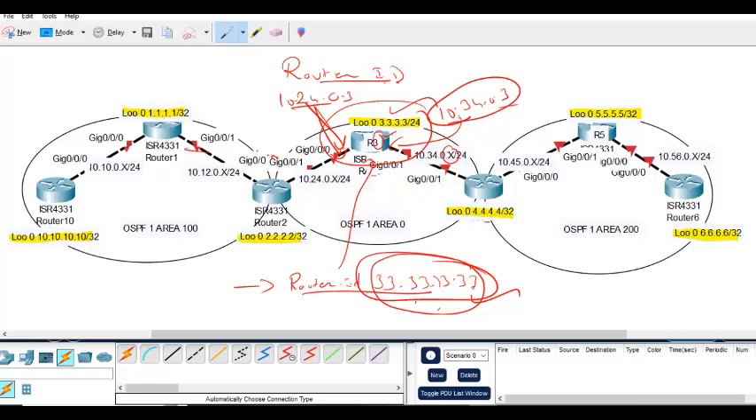That's all the story of router ID. Now let us focus on process ID.